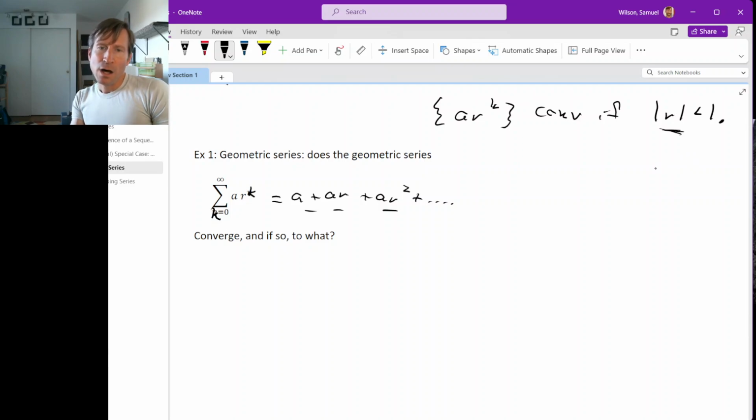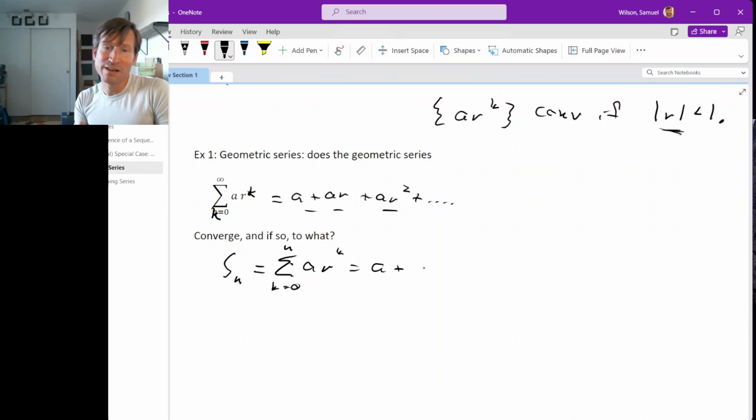Okay. So first, let's write down what the nth partial sum is, because that's what we're going to need to take the limit of. So that's going to be the sum from k equals 0 to n of a r to the k. And remember, that's a plus a times r plus a times r squared, and so on, all the way to a times r to the n. My n's and my r's look very similar. Sorry about that. Well, look, all of these terms have an a, so let's factor out the a. So this is a times 1 plus r plus r squared, and so on.